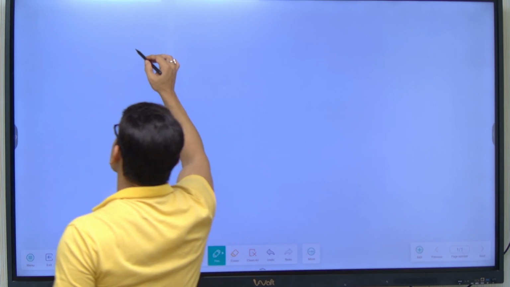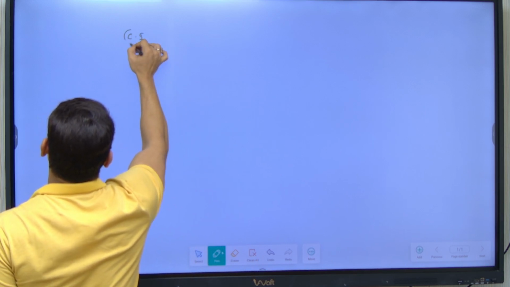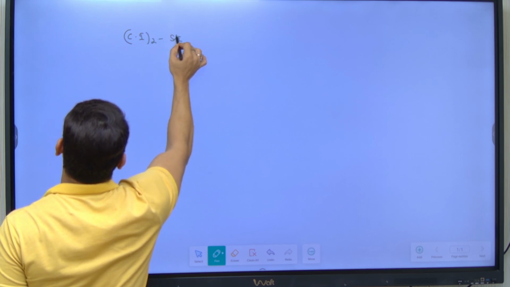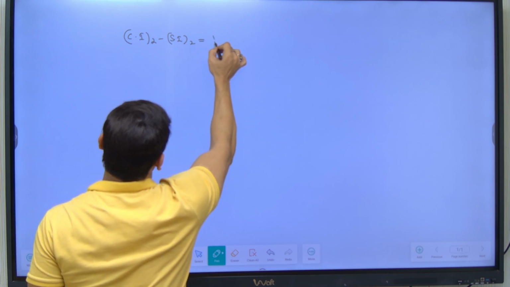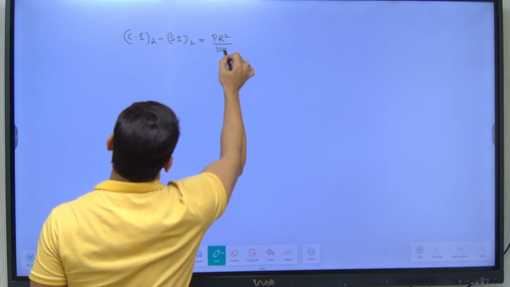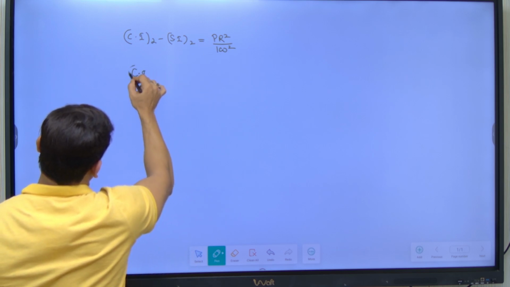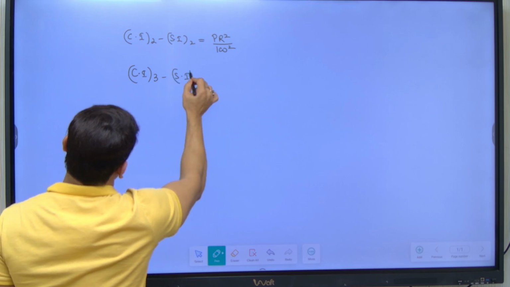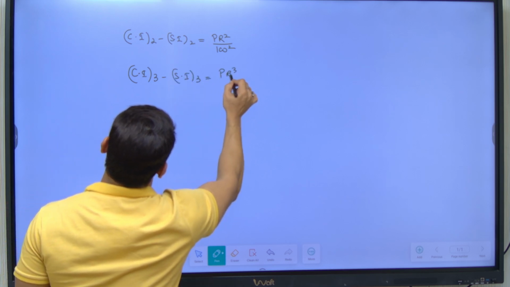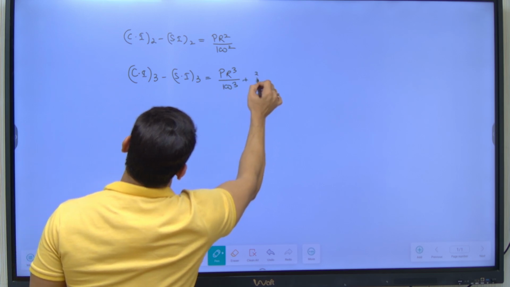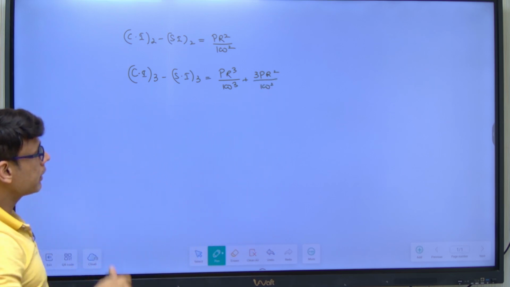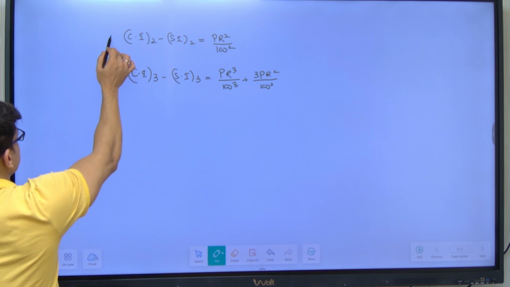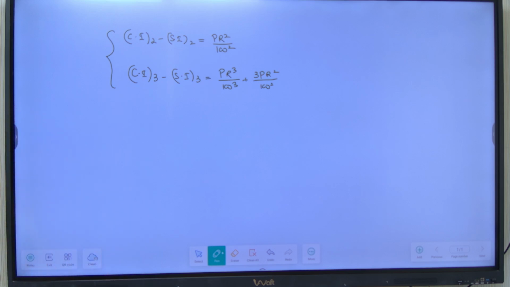A few more things. The difference between compound interest for 2 years minus simple interest for 2 years on the same principal and same rate of interest is given by the formula PR square by 100 square, and compound interest for 3 years minus simple interest for 3 years is PR cube upon 100 cube plus 3PR square upon 100 square. Right. Remember, these formulas will help you to understand questions. Sometimes you do get direct questions in some exams where you can use this.